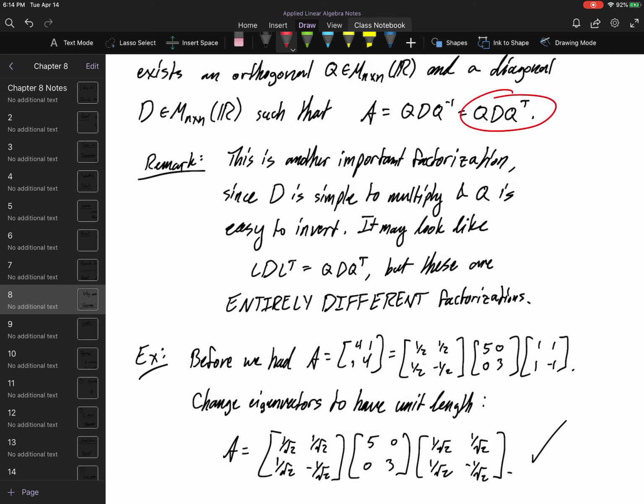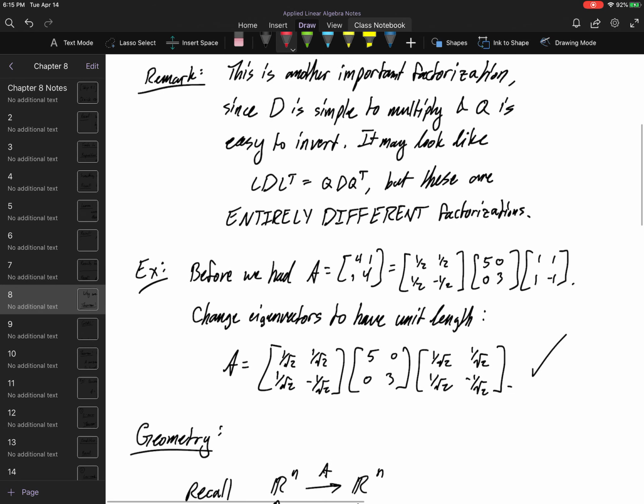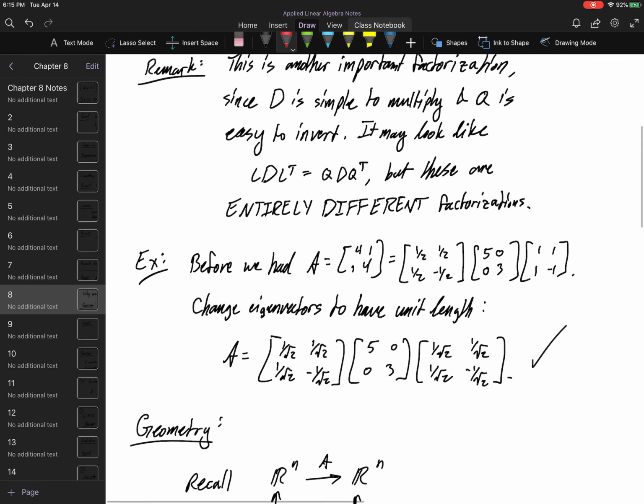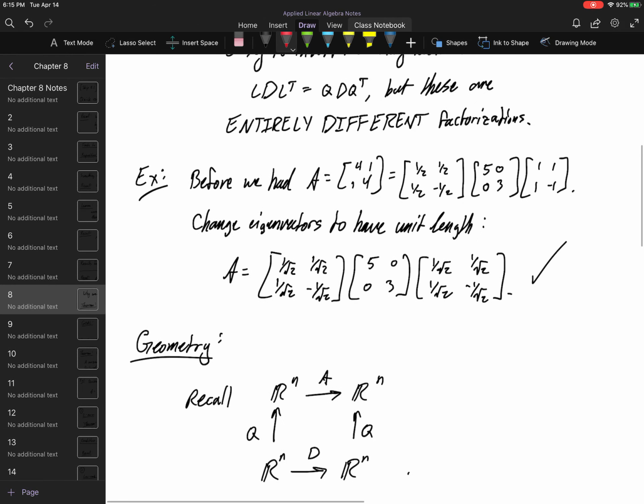So this might remind you of the LDV or the L D L transpose decomposition that we had before, but remember, these are encoding different things. L D L transpose is encoding Gaussian elimination. Q D Q transpose will be encoding eigenvector and eigenvalue, so spectral information about A. So they are entirely different factorizations, so bear that in mind.